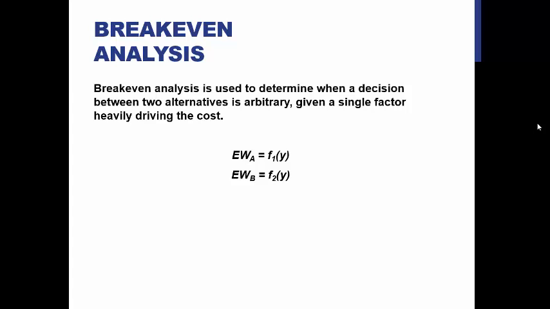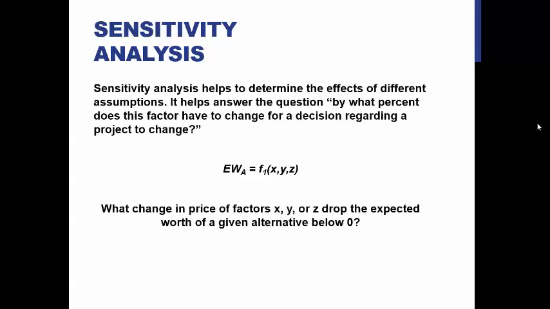We are going to move on to sensitivity analysis. So sensitivity analysis helps determine the effects of different assumptions being wrong for a project. So if you have an equivalent worth of A that is dependent on three different costs, X, Y, and Z, we want to know, all right, by what percent does a single one of these factors have to change for us to no longer feel comfortable moving forward with the project, or vice versa, where maybe it has to change by 10% to make you feel like you are making enough money on the project.